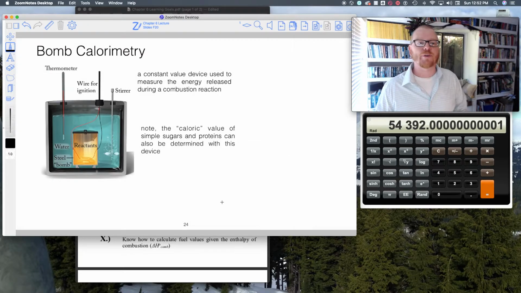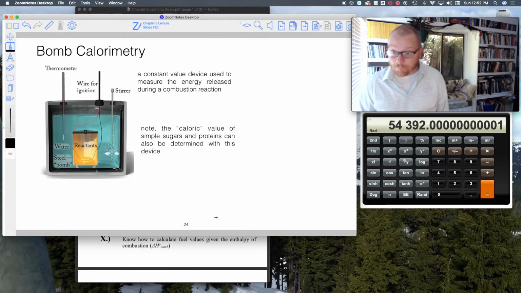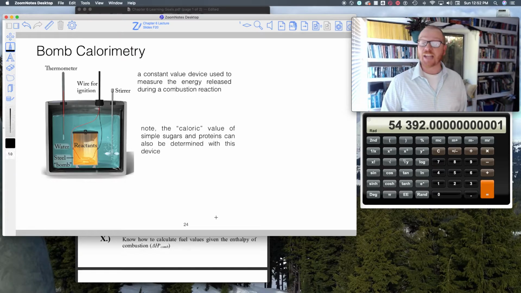So what does a professional calorimeter look like? So this is a bomb calorimeter. I actually have one of these in my laboratory that senior students get to use. It's pretty cool. And so what you do in these bomb calorimeters, it actually is a bomb. It's a stainless steel bomb.